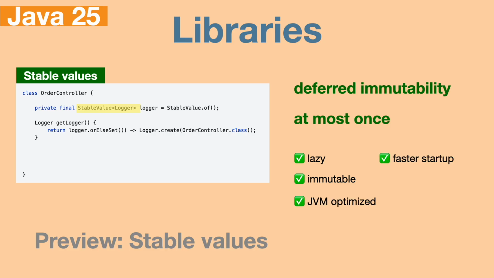You can create either a stable value or use a stable supplier. With a stable supplier, you declare the initialization logic at the field definition, but actual creation is deferred.